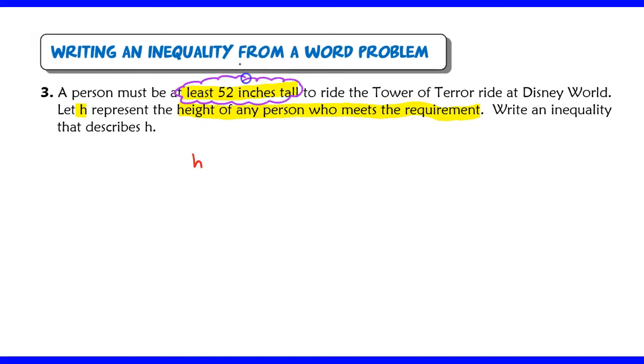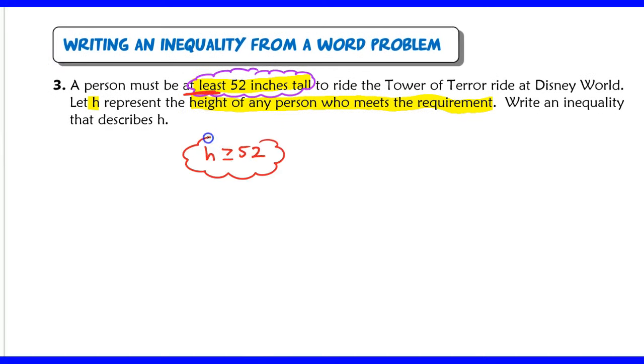tall. Now this word "at least" sometimes confuses people. They think that there's supposed to be a less than symbol, but actually that's not correct. If you're at least 52 inches tall, that means you're greater than or equal to 52, right? It's actually supposed to be more than 52. So we're going to write h is greater than or equal to 52. That's actually all that we want for our answer, and that's it here. So we're just writing an inequality that describes the situation. So the height here is greater than or equal to 52.